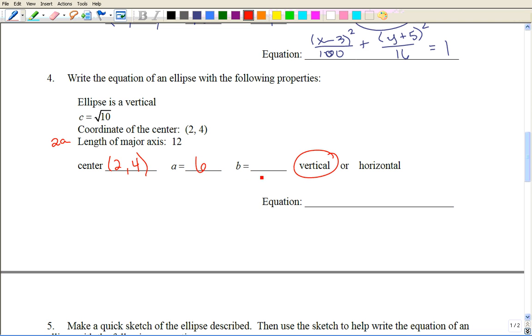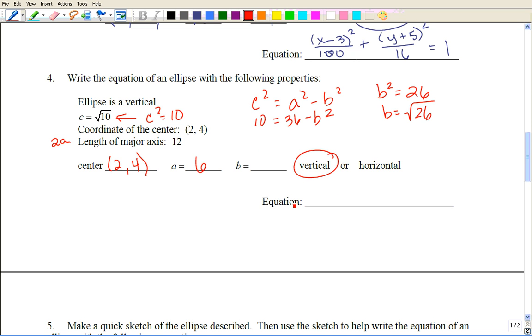So we need to find b. We know a and we know c, so we can use the formula c squared equals a squared minus b squared. So c squared, the square root of 10 squared, is 10. So I have 10 equals a squared, which is 36, minus b squared. I'll end up with b squared equals 26. So b is the square root of 26.